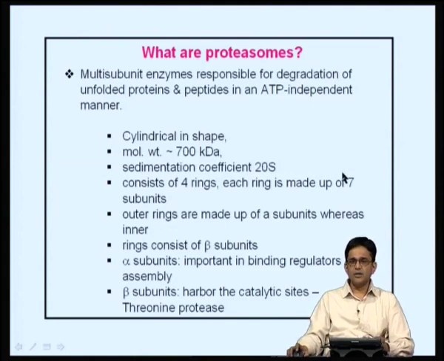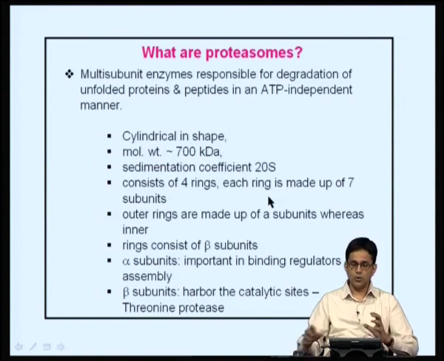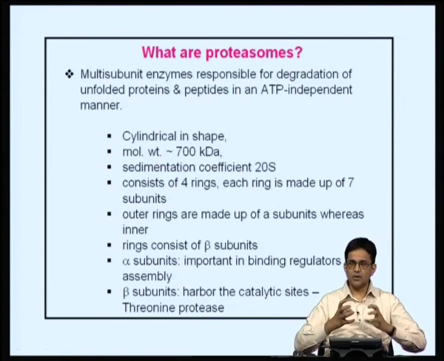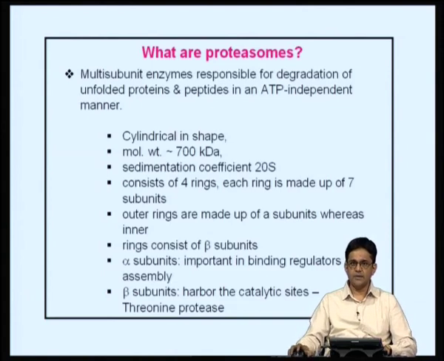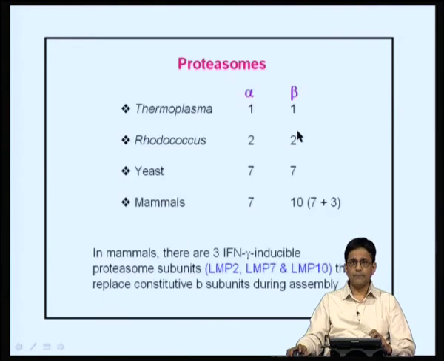So they are cylindrical in shape, the molecular weight is about 700 kDa, the sedimentation coefficient is about 20 S. More importantly, they consist of 4 rings. Each ring is made up of 7 subunits. So you have the alpha subunits on the outside and the beta in the center. I will be showing you pictures of proteasomes, so you will have a better idea. The alpha subunits are important in assembly, whereas the beta are important for catalysis, and the catalytic residue is the N-terminal threonine.